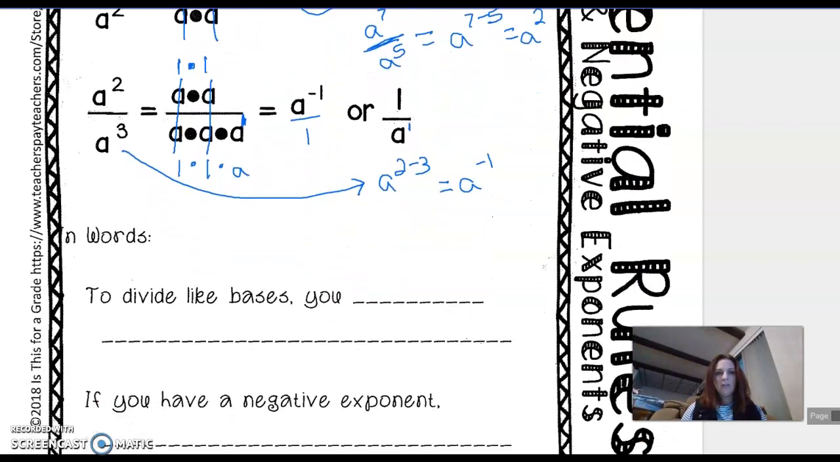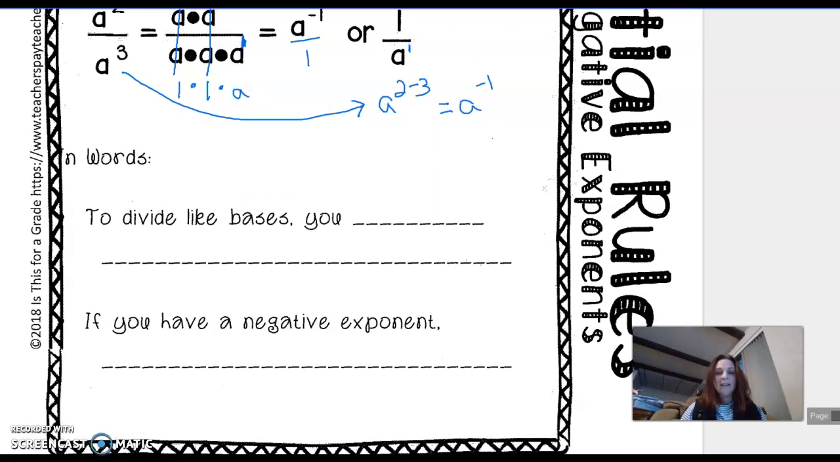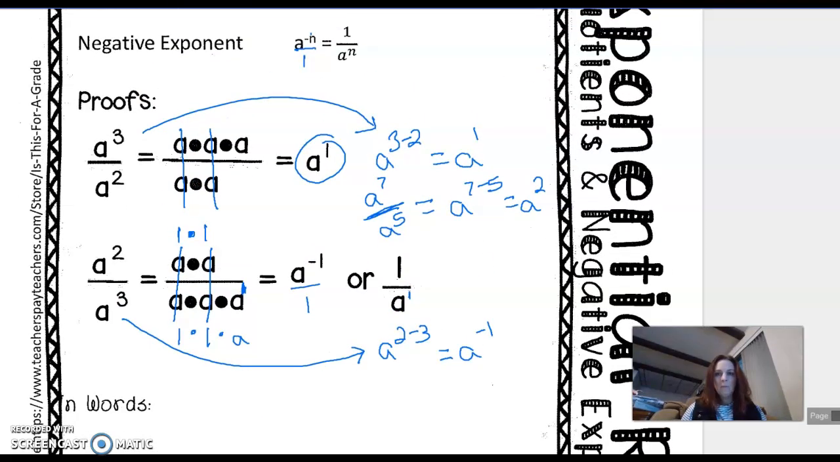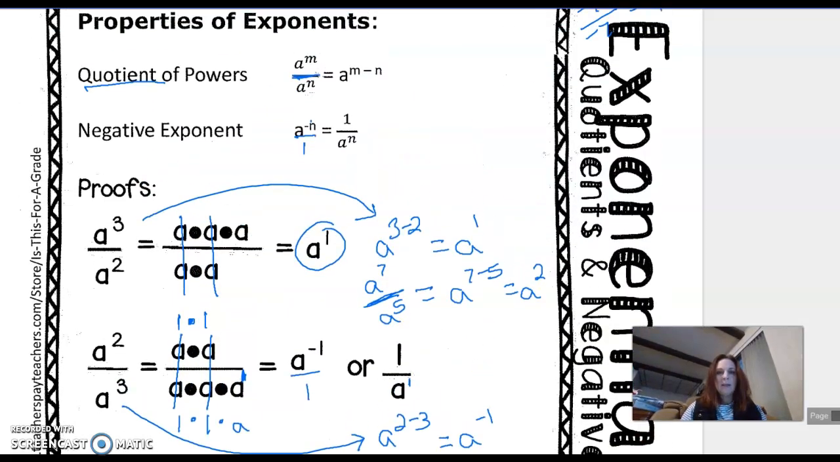So, in words, to divide like bases: same base dividing, we subtract the exponents.